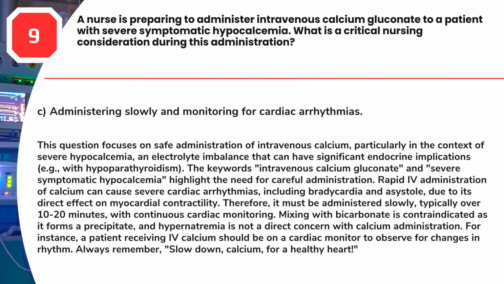This question focuses on safe administration of intravenous calcium, particularly in the context of severe hypocalcemia, an electrolyte imbalance that can have significant endocrine implications, e.g., with hypoparathyroidism. The keywords intravenous calcium gluconate and severe symptomatic hypocalcemia highlight the need for careful administration. Rapid administration of calcium can cause severe cardiac arrhythmias, including bradycardia and asystole, due to its direct effect on myocardial contractility. Therefore, it must be administered slowly, typically over 10 to 20 minutes, with continuous cardiac monitoring.